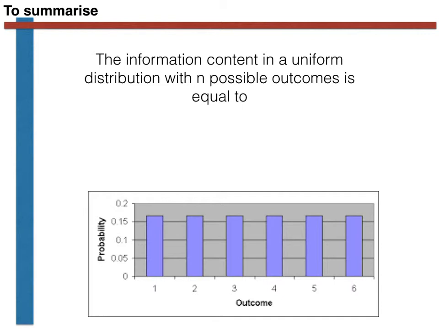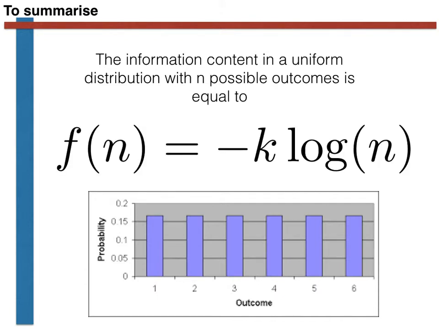This concludes what I wanted to discuss in this video. To summarize, we have arrived at the realization that the information for a uniform distribution with n possible outcomes is equal to minus some constant k multiplied by the logarithm of n. It is very important to remember that this result only holds for uniform distributions. When the information of non-uniform distributions is evaluated, it will always be higher than this value.